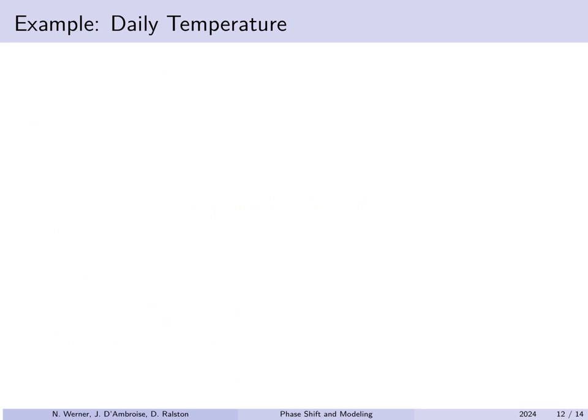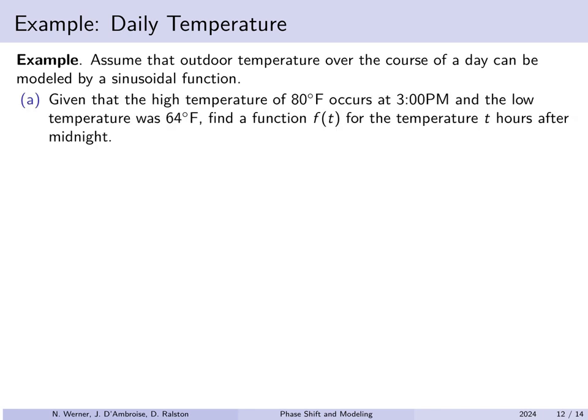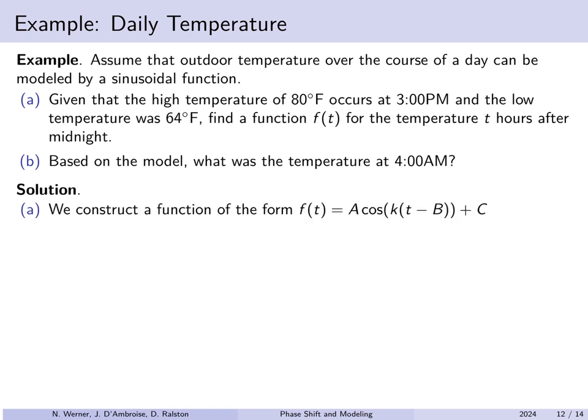So let's look at an example. Assume that outdoor temperature over the course of a day is modeled with a sinusoidal function. The high temperature of 80 degrees Fahrenheit occurs at 3 p.m., and the low temperature was 64 degrees Fahrenheit. Find a function for the temperature t hours after midnight. Based on the model, what was the temperature at 4 a.m.? So we're going to look for a sinusoidal function.